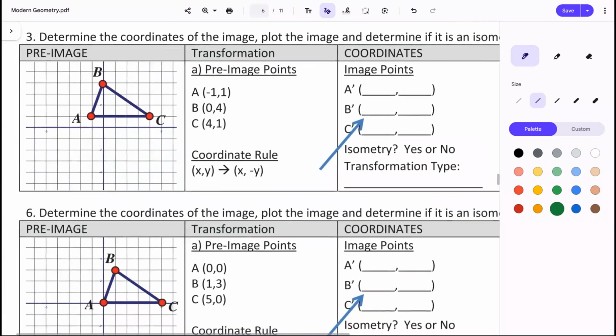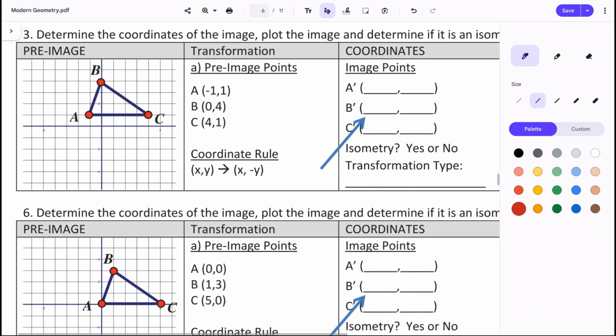What they've done here is they've given us a lot to use. They're outlining this process for us. If you look at this picture, we have this triangle already on the graph. In the middle of the chart here, it says pre-image points. Those are the points that make up that triangle. They're already giving you that information, which is nice, because sometimes they won't. Sometimes they'll just give you the picture on the graph, and you'll have to find the coordinates. But they're helping us out there.